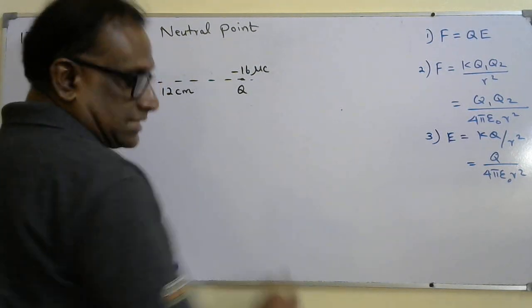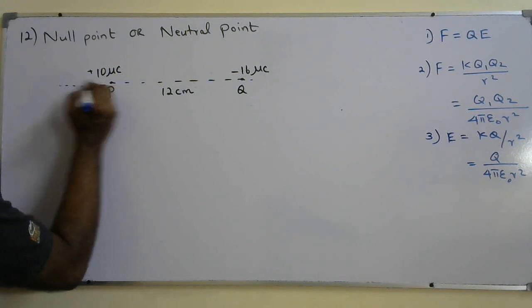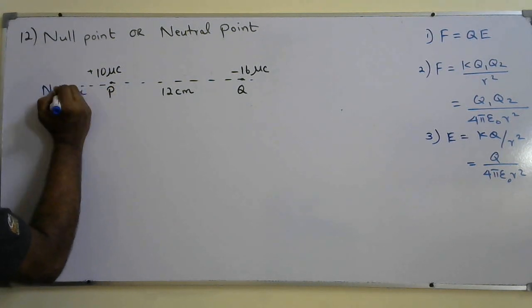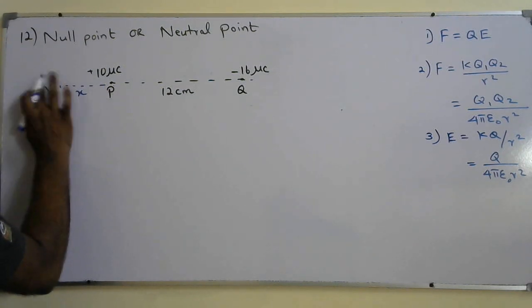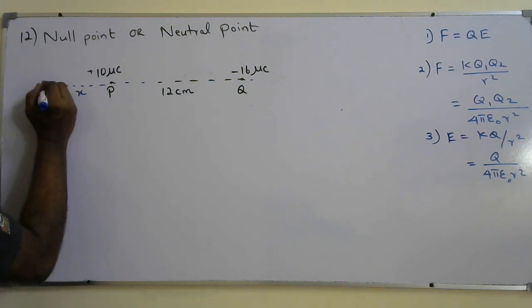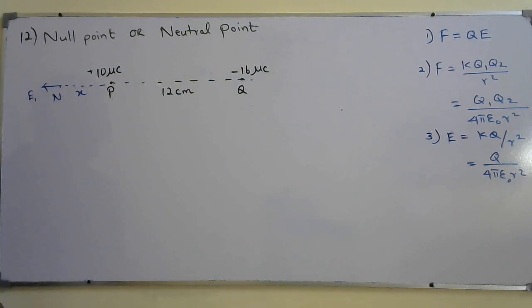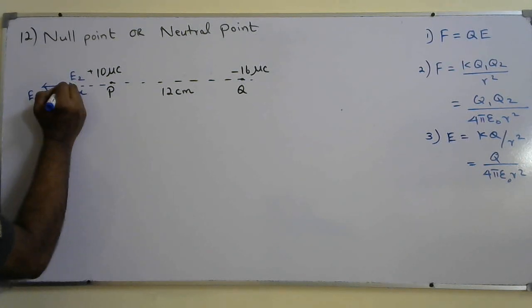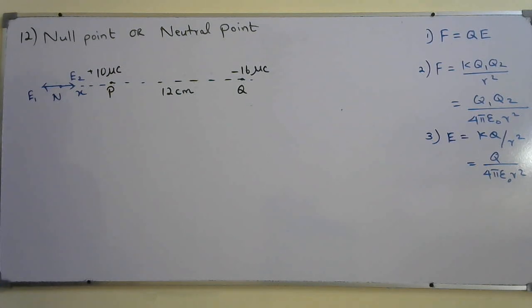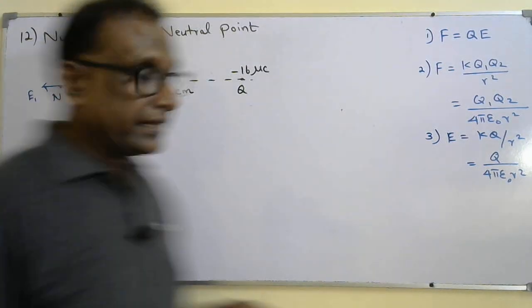Okay, we'll see the last point. On the left side of P, consider a point N at distance x. If I keep a positive test charge, the 10 microcoulomb will repel it, so E1 is to the left. The minus 16 microcoulomb will attract it, so E2 is to the right. Here also at point N, the two electric field strengths are in opposite direction. Can they have the same magnitude?